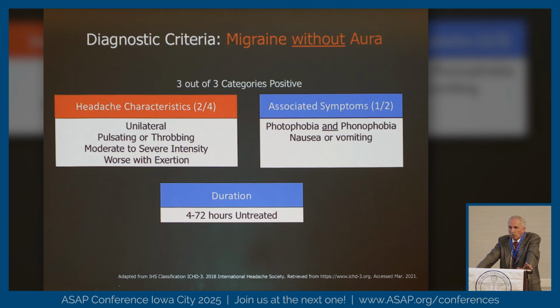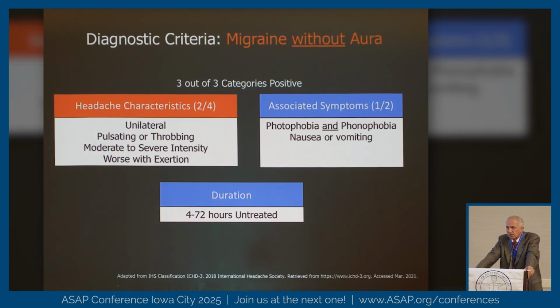You can also have migraine with aura. There are a variety of different types of auras, and those are diagnosed separately, but we can talk about that if someone wants to discuss it maybe in the Q&A.